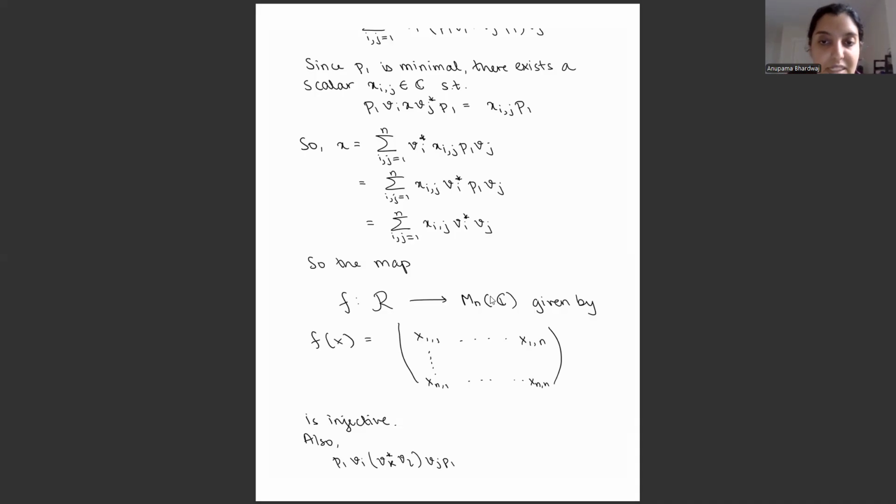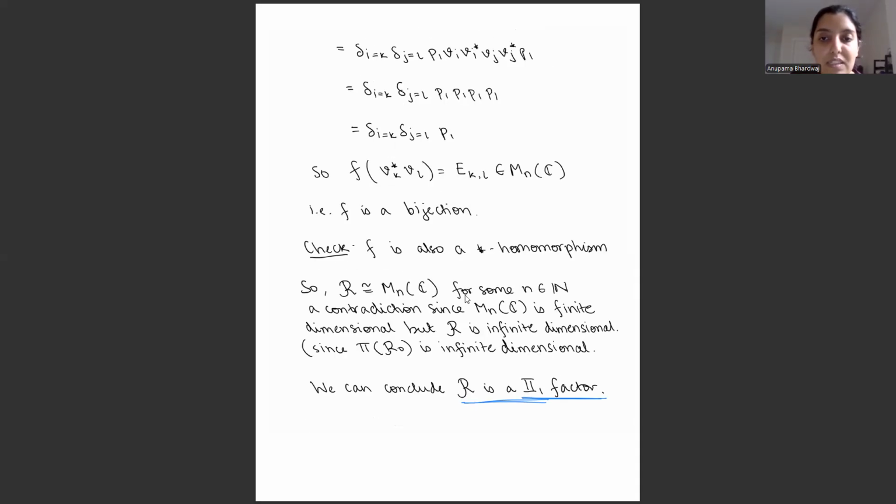This is a contradiction, right? Because M_n(C) is a finite dimensional algebra, but R is infinite dimensional. Why is R infinite dimensional? Because R_0, which was the inductive limit of the matrix algebras, is infinite dimensional, and then pi of R_0 is infinite dimensional. So R is infinite dimensional, but M_n(C) is finite dimensional. So that's a contradiction. So you can't have a non-zero abelian projection.